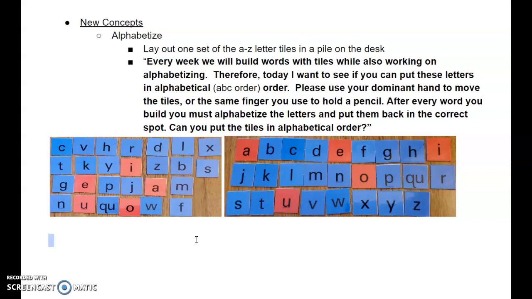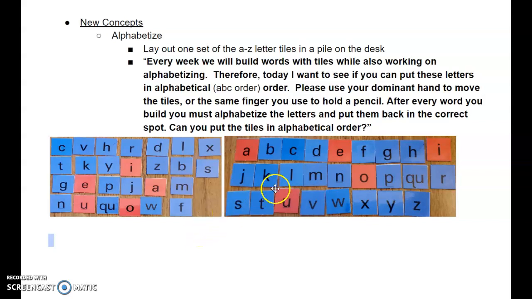Please use your dominant hand. If you write with your right hand, that would be your right hand. If you write with your left hand, that would be your left hand. Or the same finger you use to hold a pencil. Make sure you use that dominant hand to move the tiles. After every word you build, you must alphabetize the letters and put them back in the correct spot. So can you put these tiles in alphabetical order?